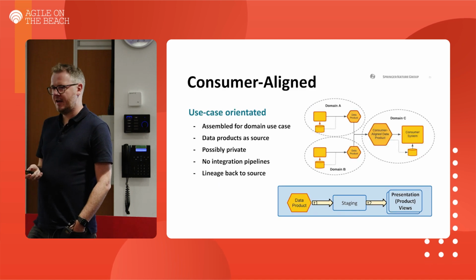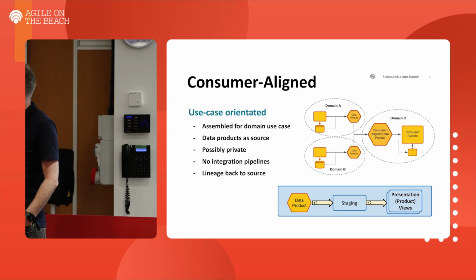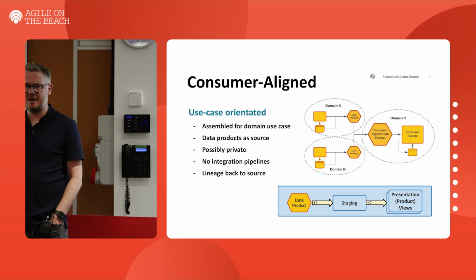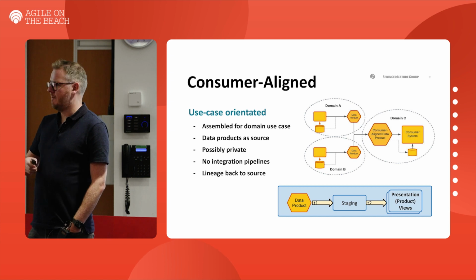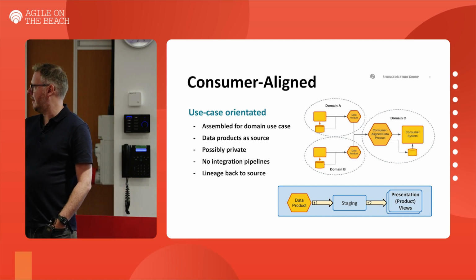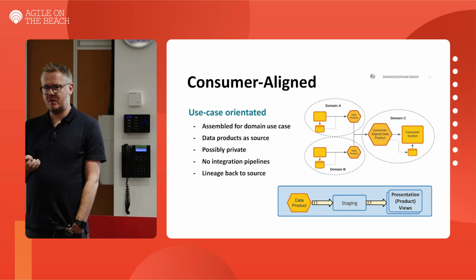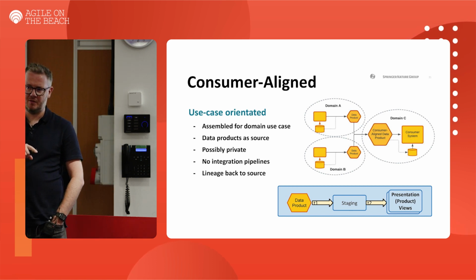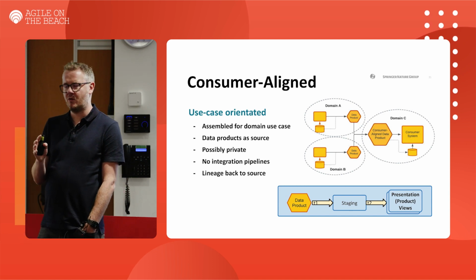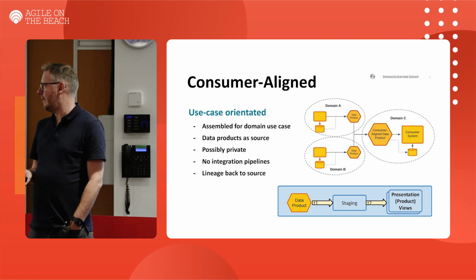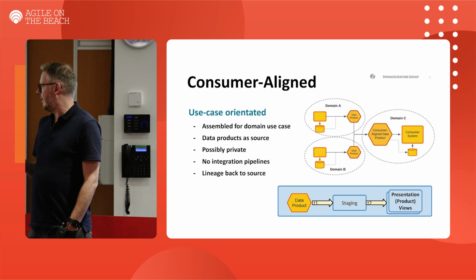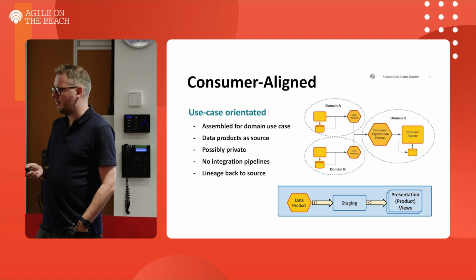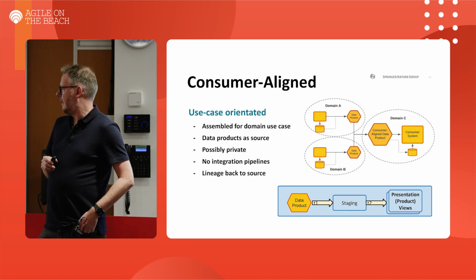So the next type of data product which we use is consumer aligned. This is a data product that's been designed for a use case within a domain or some part of the business. It's assembled for that use case. One of the interesting things about this, though, is it can use existing data products as a source. So it doesn't have to go back to the source system all the time. It can use data products that are already there. It saves an awful lot of time and effort because the data products are already in BigQuery. It's possibly private to the domain as well.